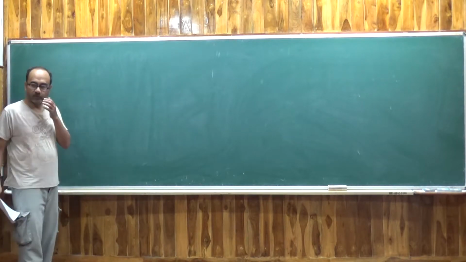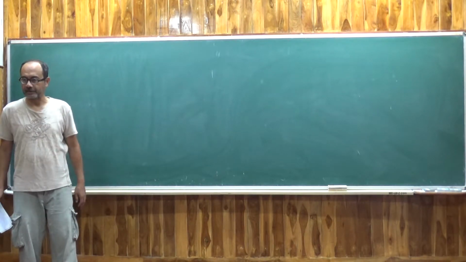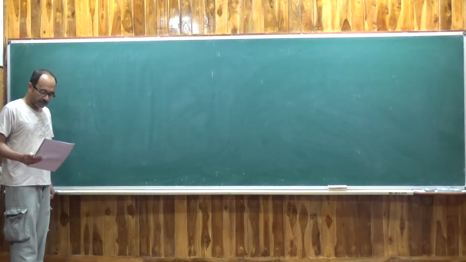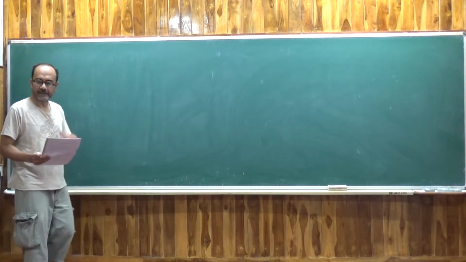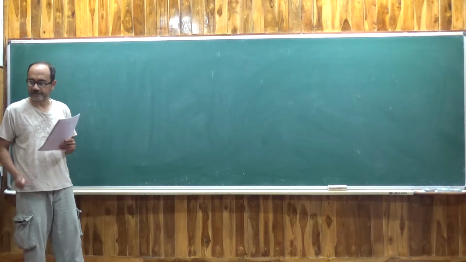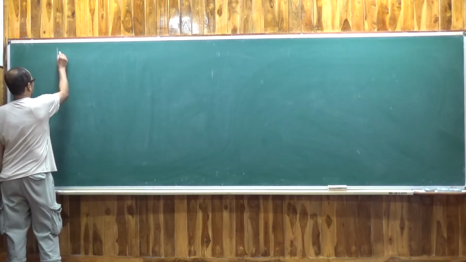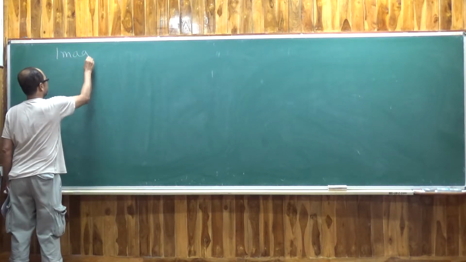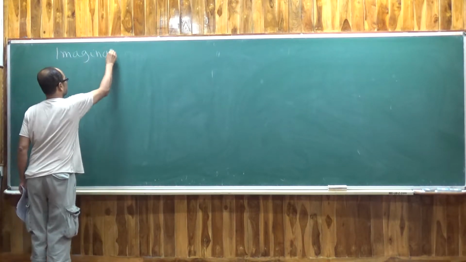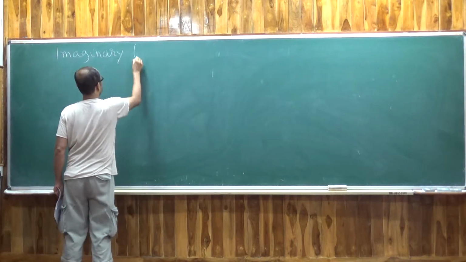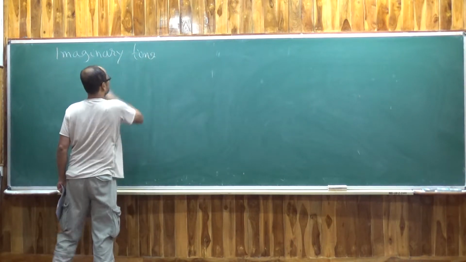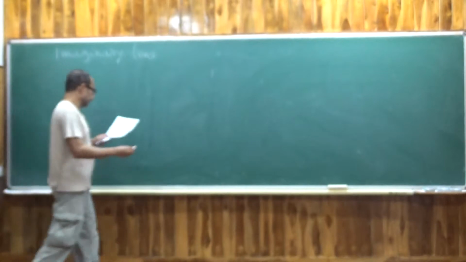So yesterday we calculated the partition function of the harmonic oscillator. So today we are going to first calculate some correlation function for the harmonic oscillator, and then we move on to field theory. The correlation functions that will be calculated are the imaginary time correlation functions. Later on we will see their relation with the real time correlation functions.